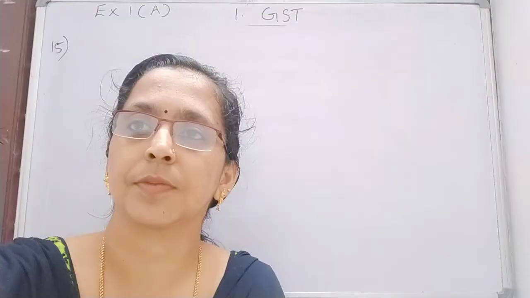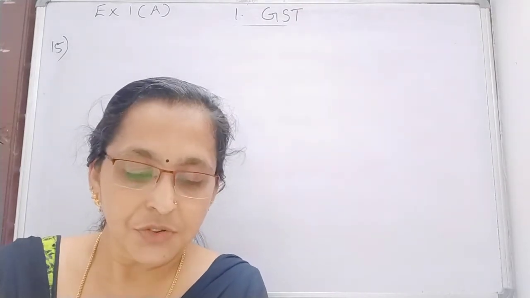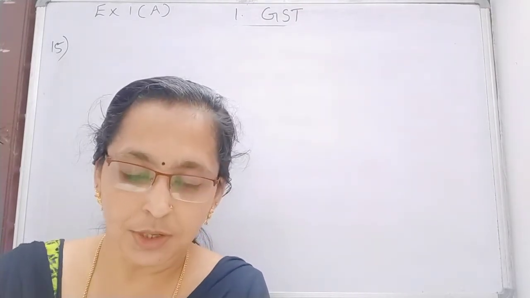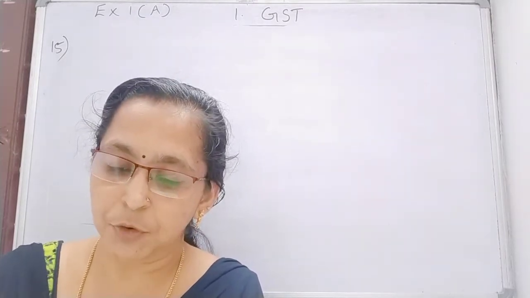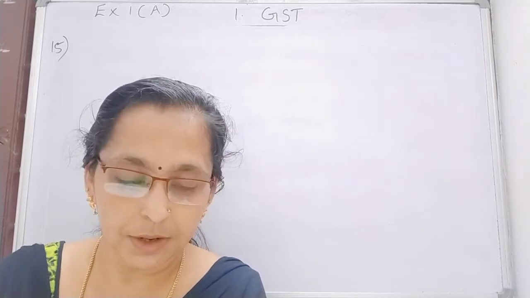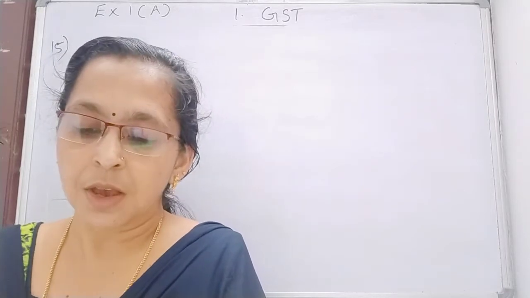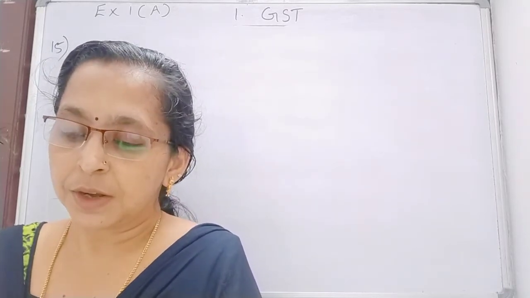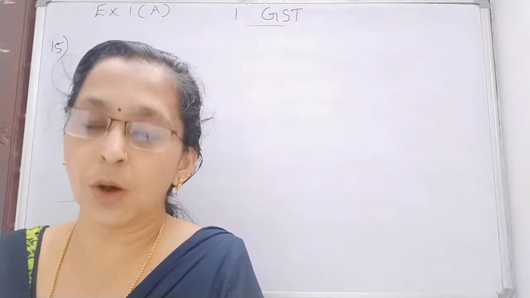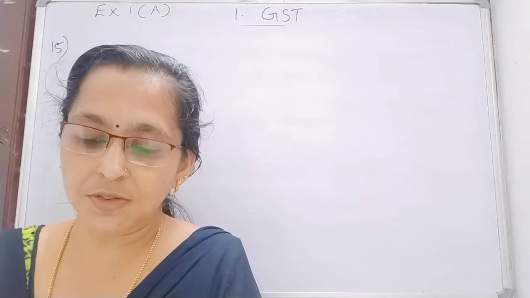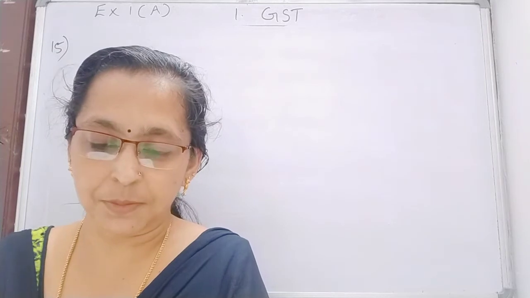Okay. Next question number 15, last question from that exercise. Ashraf went to see a movie. He wanted to purchase a movie ticket for rupees 80. As the ticket for rupees 80 was not available, he purchased a ticket for rupees 120 of upper class. How much extra GST did he pay for the ticket? GST for a ticket below 100 is 18% and GST for a ticket above 100 is 28%.